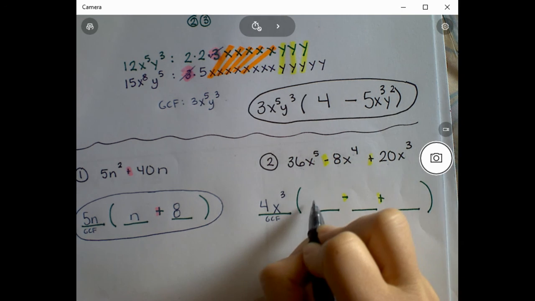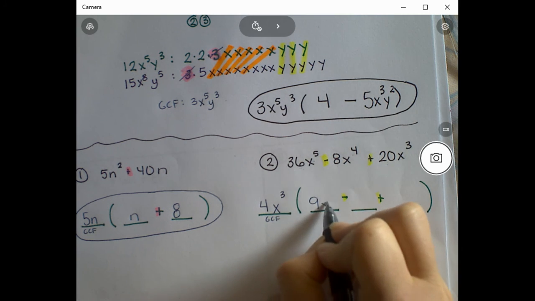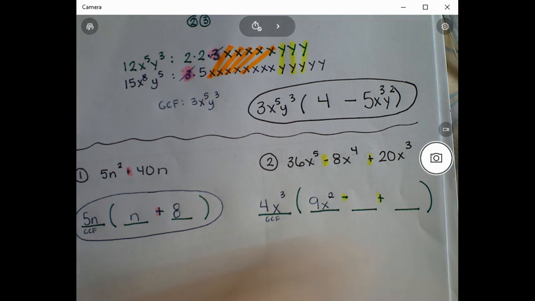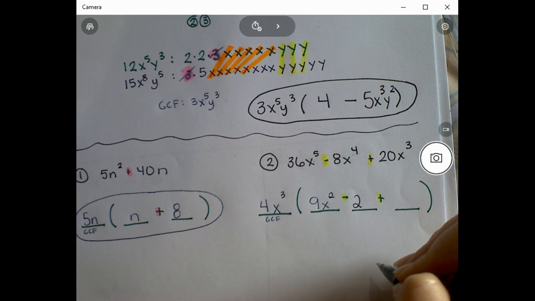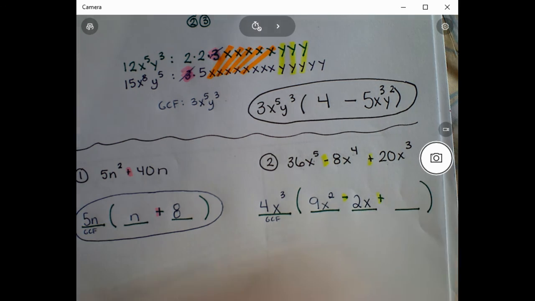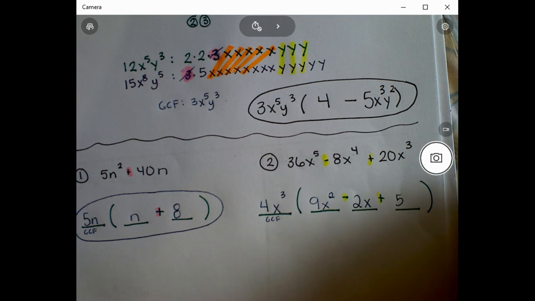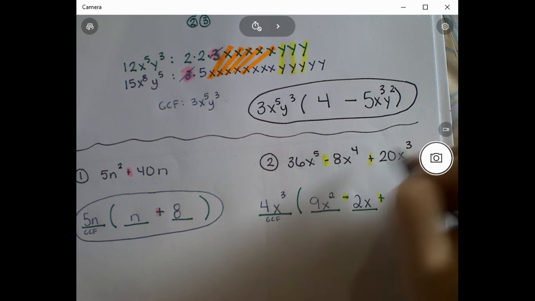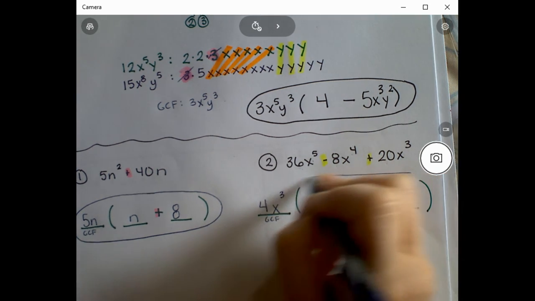So 4 times 9 is 36. We have 3 x's, but we needed 5, so we have to have 2 more x's. All right, 4 times 2 is 8. We have 3 x's, but we need 4, so we're going to have 1 more x there. That's a total of 4. And lastly, 4 times 5 is 20. We have 3 x's. We needed 3 x's, so we don't need any more. So this is the answer, factored by GCF.